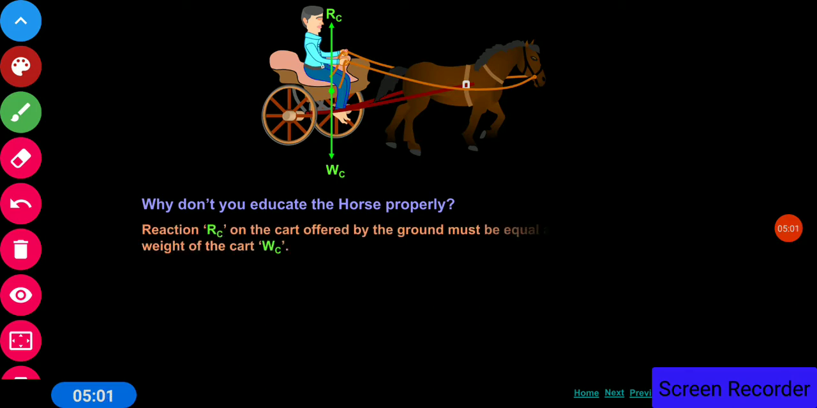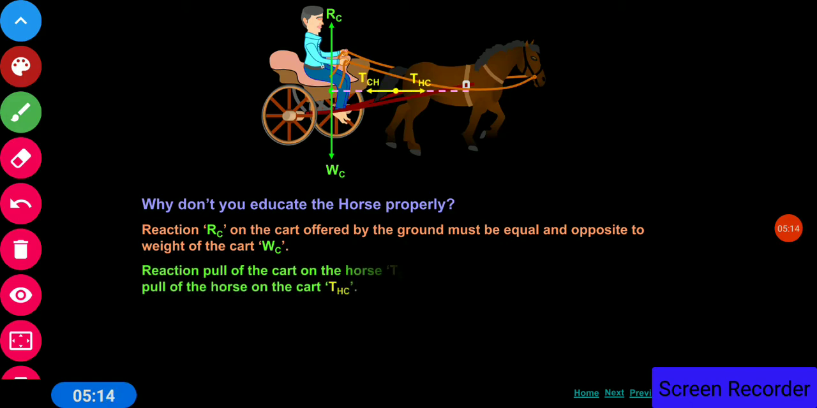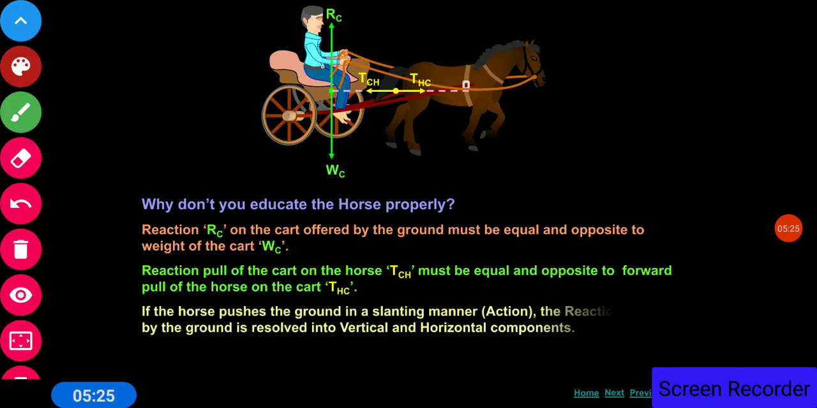Here are the cart and the horse. So let us educate the horse properly. Now the weight of the cart, WC, is acting in the downward direction. Its reaction is balanced in the upward direction by RC. So the reaction RC on the cart offered by the ground must be equal and opposite to the weight of the cart WC. Now, THC and TCH. The reaction pull of the cart on the horse, TCH, must be equal and opposite to the forward pull of the horse on the cart, that is THC.